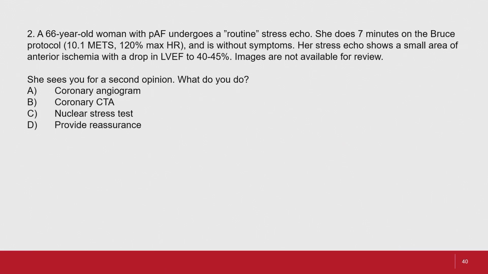Oh, we already said this. So she sees you for a second opinion. What do you do? What do you guys think? Coronary CTA. I think we've got an ischemia trial type of case, right? So you have someone with a small amount of ischemia, but you haven't ruled out left main disease, and she also has a drop in EF, which is a high-risk feature. And you don't have images available for review.